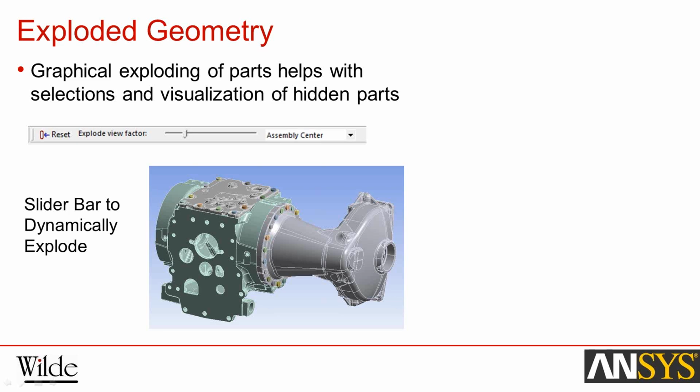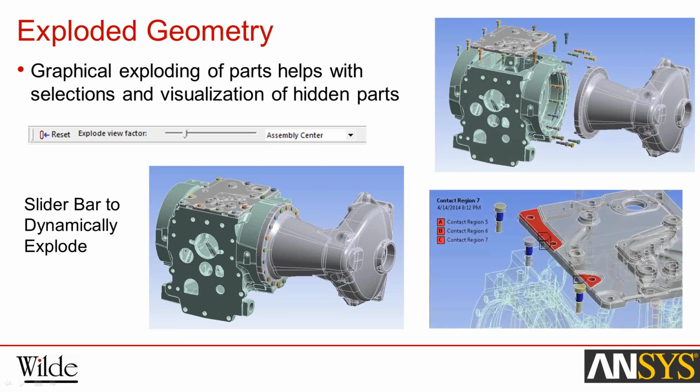The final general feature to tell you about is the explode geometry feature. For assemblies with a large number of parts, this can be a very useful way of displaying hidden parts and also seeing how one part interacts with another. It should be noted that the applied boundary conditions stay attached to each respective part, as you can see there on the contact regions shown in the bottom right-hand corner.